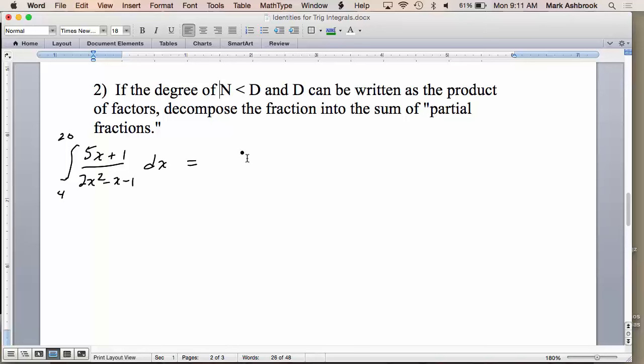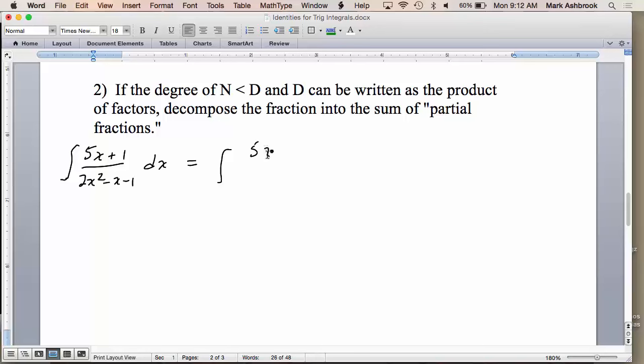So how do we do this? What we want to do is, first of all, long division is off the table. The degree of the numerator is less than the degree of the denominator. So we're going to see if this denominator can be factored, then we can use this partial fractions technique. So I'm just going to take off the limits for now. Once we get the antiderivative, we know how to evaluate it from 4 to 20. That's easy, so we'll just not let that distract us.